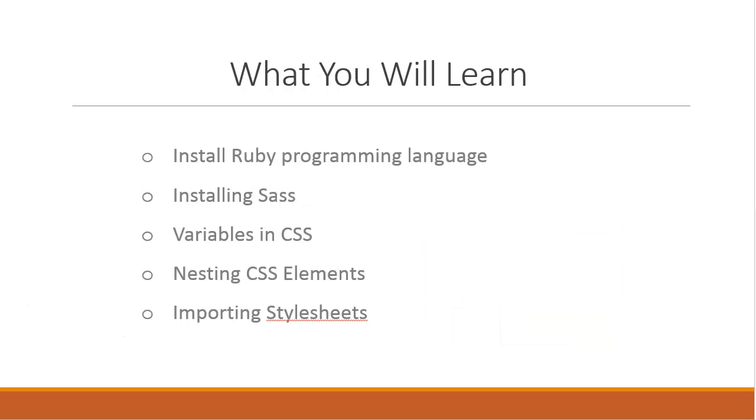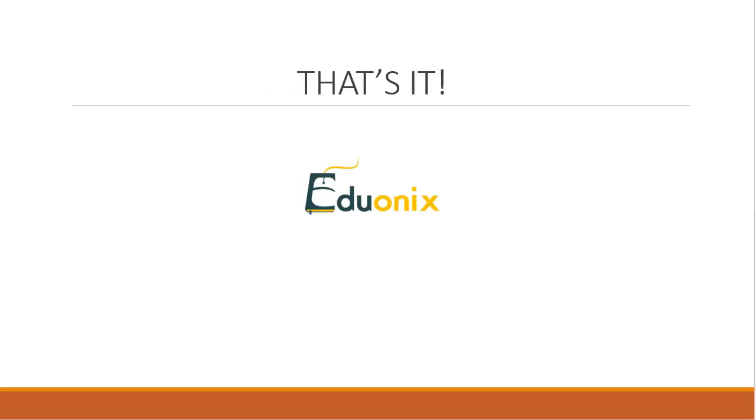So what you'll learn: install the Ruby programming language, installing and working with SASS, variables, nesting CSS elements, and also importing style sheets. So you can connect together multiple different SASS files, and you can actually generate one CSS file from multiple SASS files, which is really helpful. So that's it. Let's get started, and I will see you in the next video.